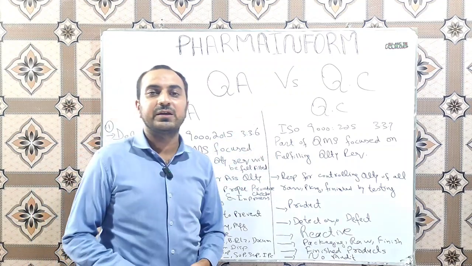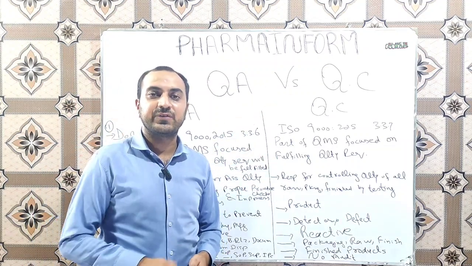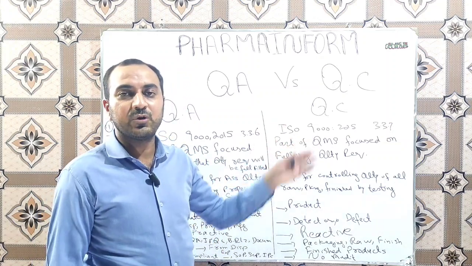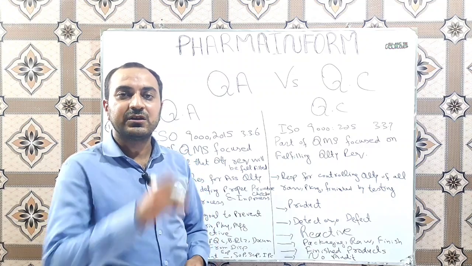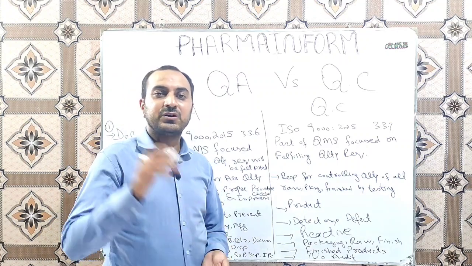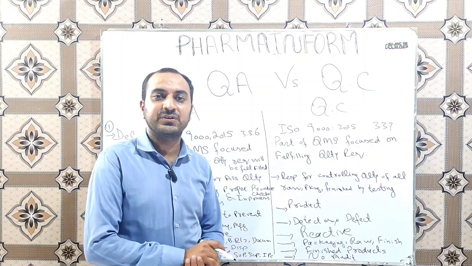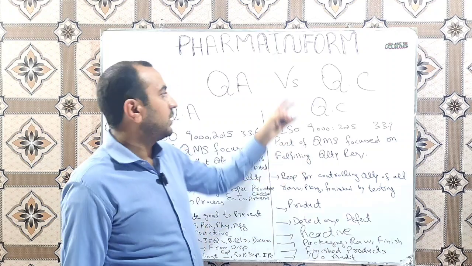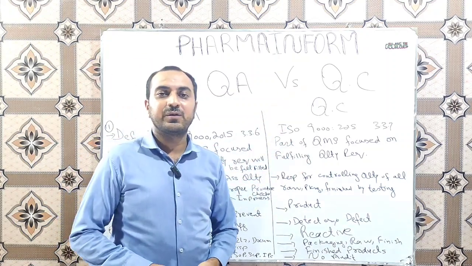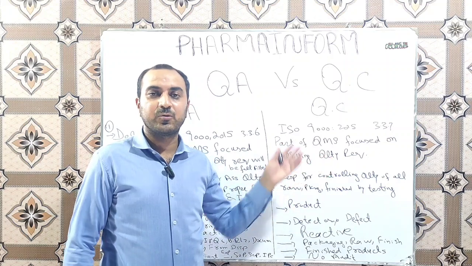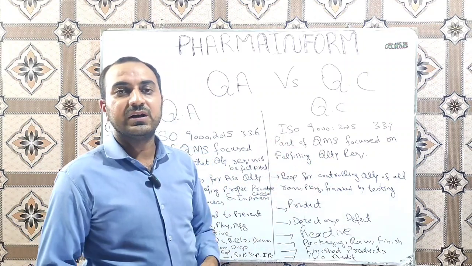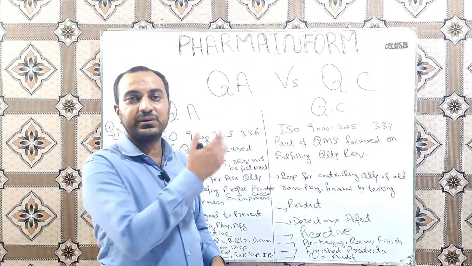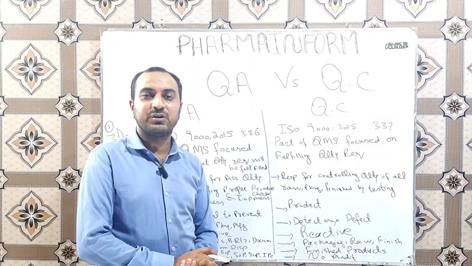And quality control's main aim is to find any defect in the product which is not visually observable. For example, if a product is manufactured and it has some defects in its assay, mean its assay is below the range, we are not able to physically find this defect, but the quality control department by performing testing of a product can easily detect that the assay of a product is lower than the defined ranges. So this is the basic difference between quality assurance and quality control.